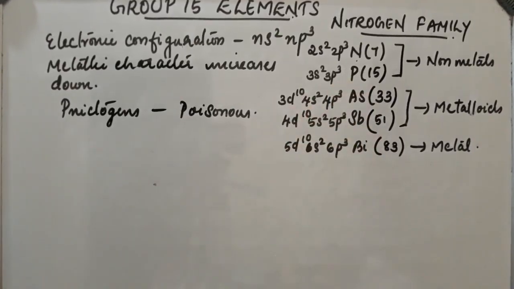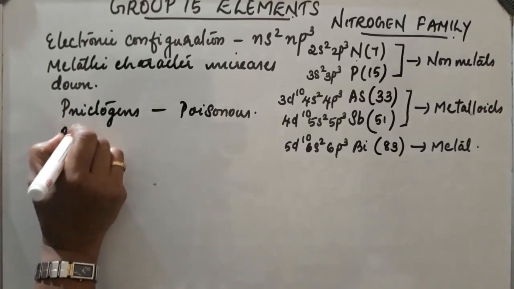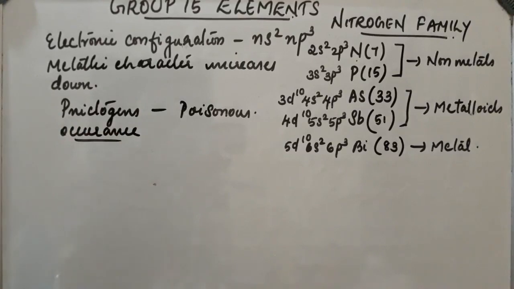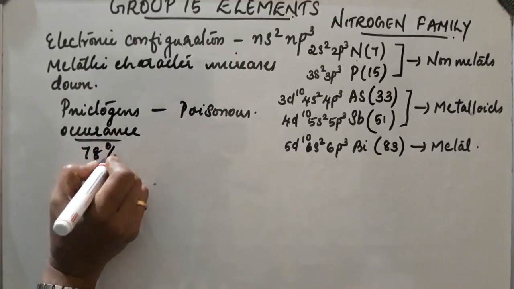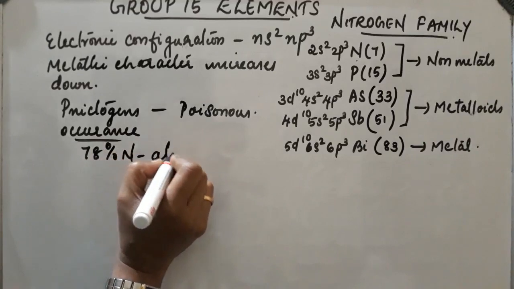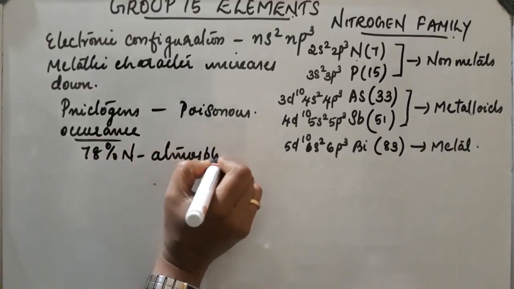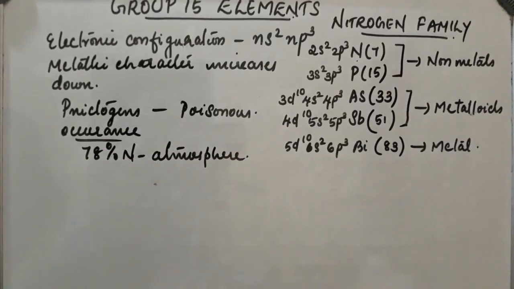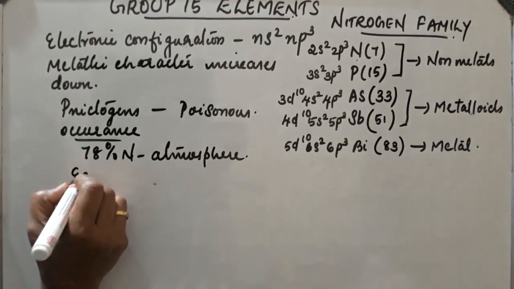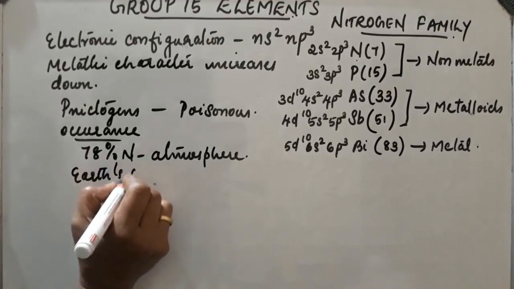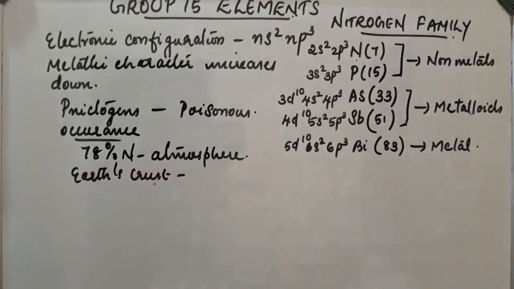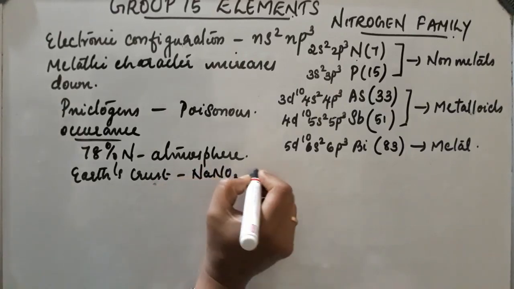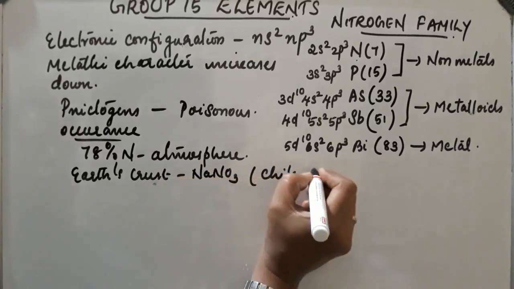Now, next, occurrence. In the atmosphere, 78% nitrogen is present in the form of molecular nitrogen. In the Earth's crust, nitrogen is present as NaNO3, that is Chile saltpeter.